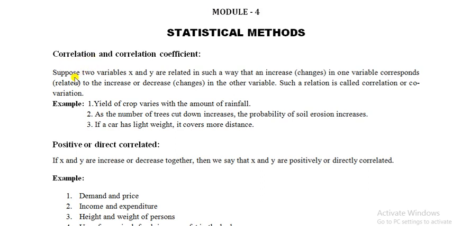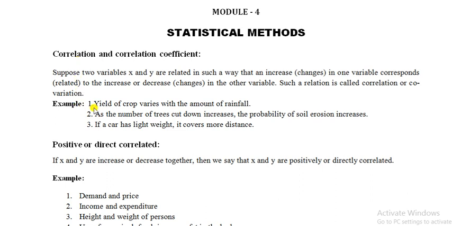Correlation means suppose there are two variables x and y, and these two variables are related to each other such that when x increases, y either increases or decreases. In other words, we say that change in x corresponds to change in y. Such a relation is said to be correlation.